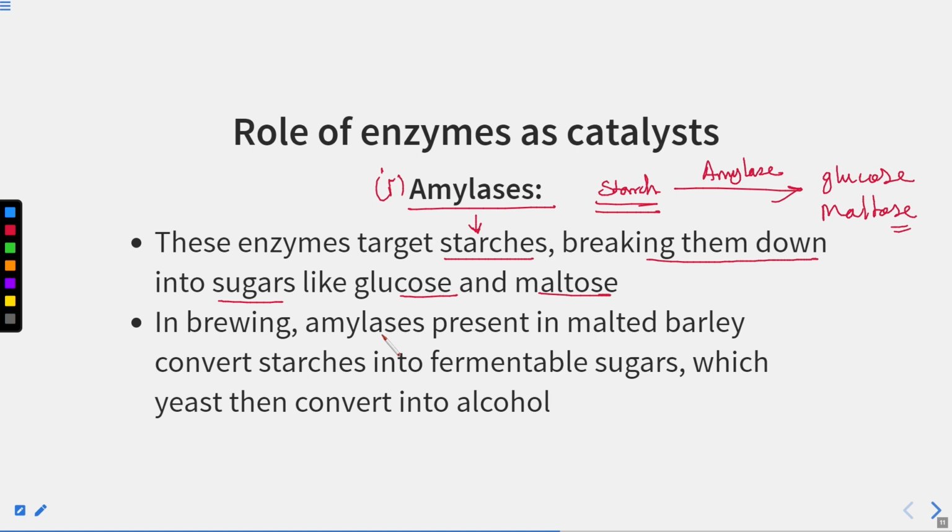Okay, in brewing, amylases present in the malted barley convert starches into fermentable sugar, which yeast then converts into alcohol. So first the starch is broken down by amylase and converted to sugar. Now this sugar gets fermented in the presence of yeast and is converted into alcohol. So this amylase is very important.